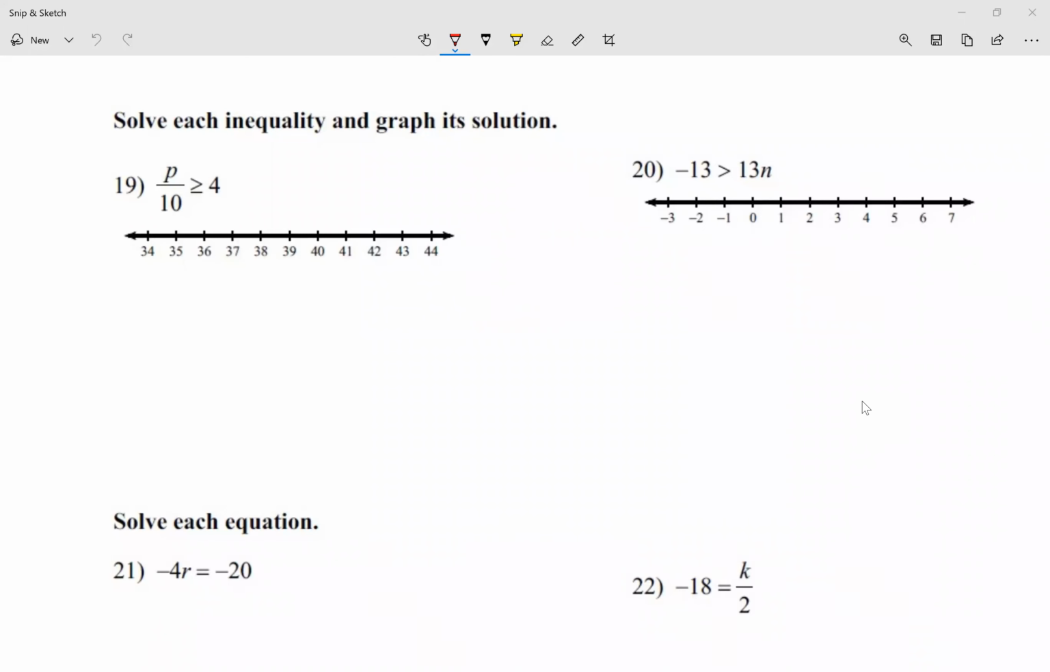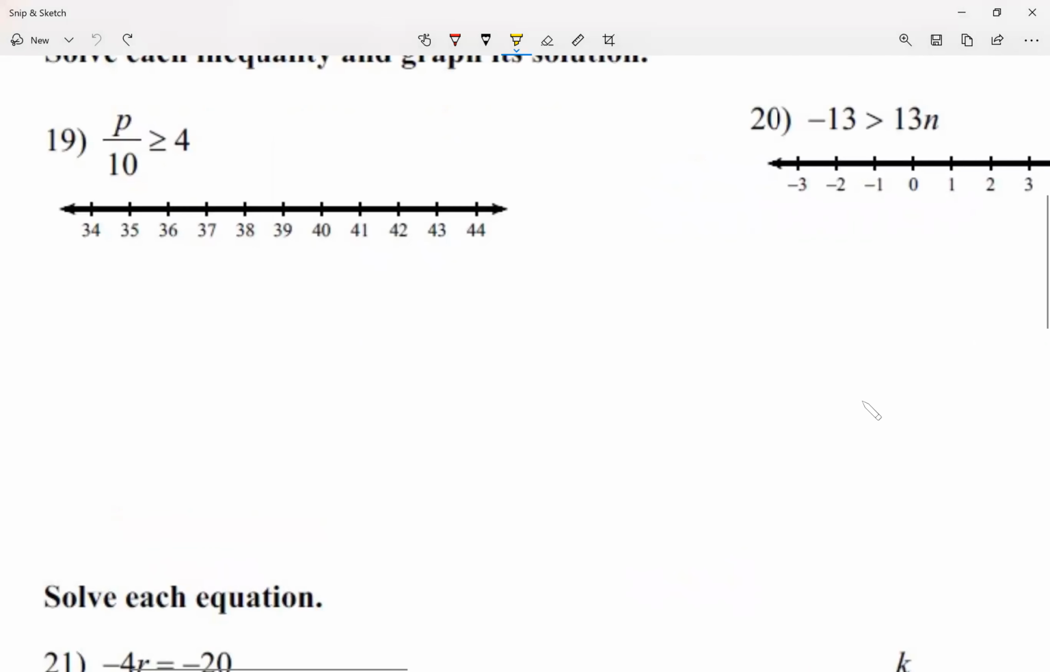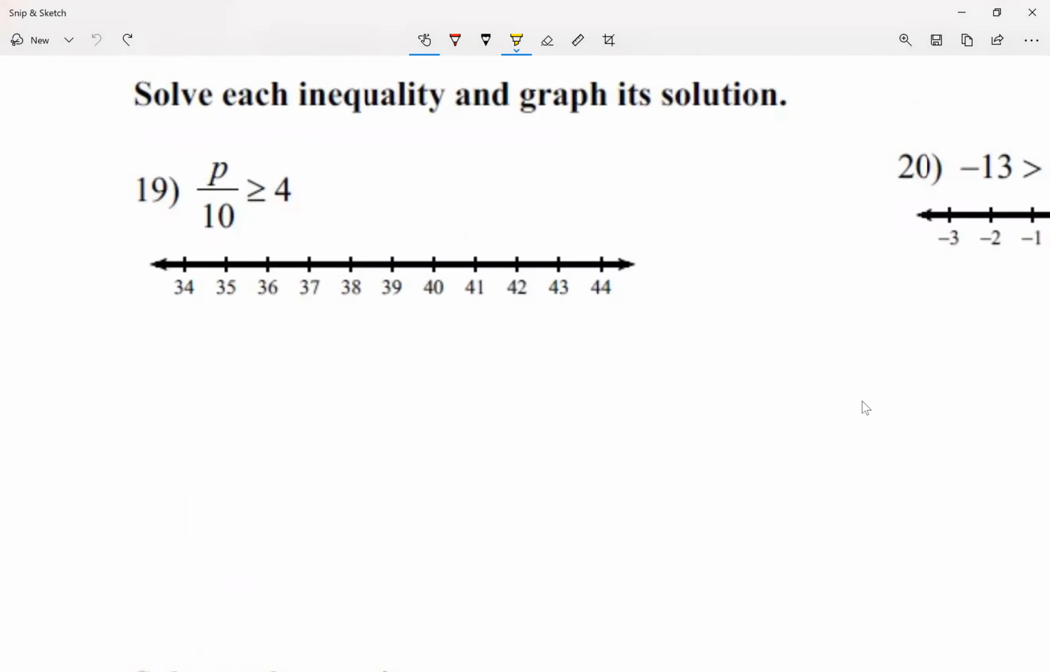Okay, so inequalities, we're going to treat it kind of like how we did last week, right? When we did adding and subtracting, we were going to treat it just like that. The letter has to be on the left side. So I see number 19. Let me take a look. Let me zoom in. My inequality sign is right there. The letter has to be on the left side. I see the P there. It's on the left. So, okay, we're good.